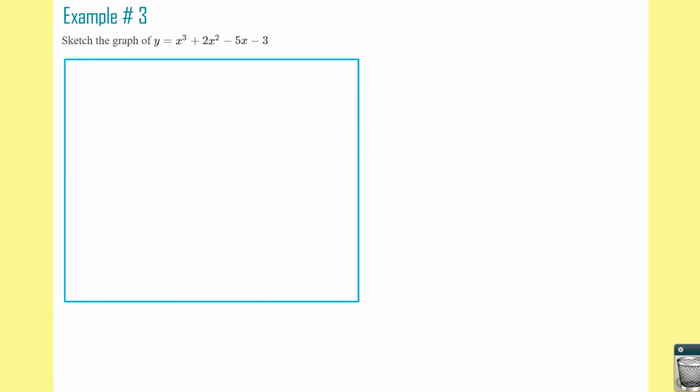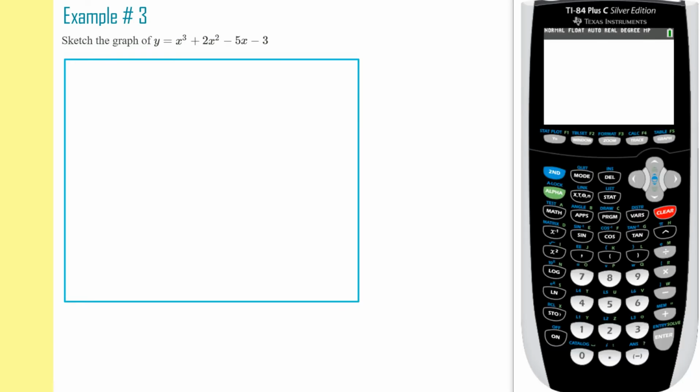So here's example 3. I'd go into your calculator and type in the equation: x cubed, then plus 2x squared, minus 5x, minus 3. To make sure my graph is kind of standard, I'm going to do zoom standard, so press zoom and then 6. And it's taking a while. There we go. So now I can visualize what my graph is doing.